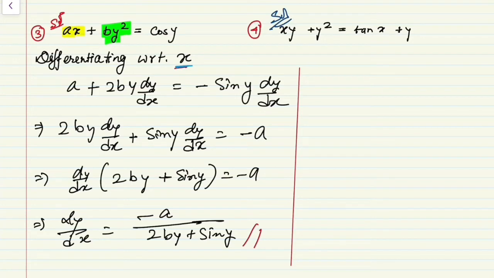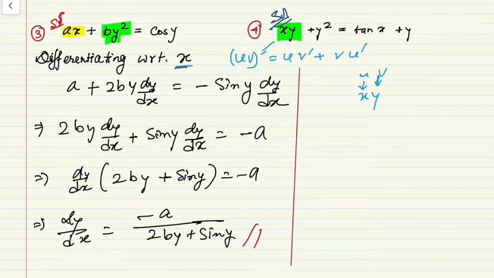So first, differentiate xy. Here we are going to use the product rule, u into v. The derivative of u into v is u, that is the first function, times the derivative of the second function, plus the second function times the derivative of the first function. Here you see this is xy. Assume x as u and y as v.